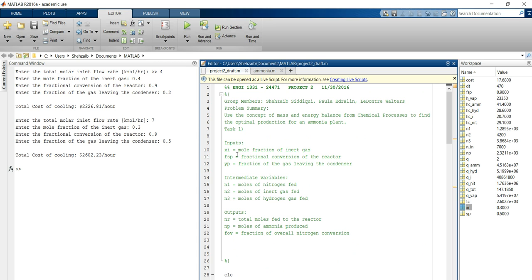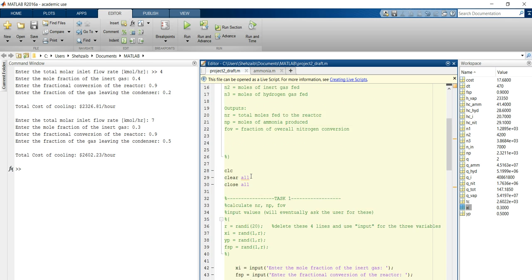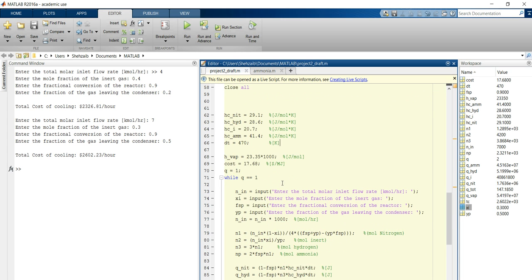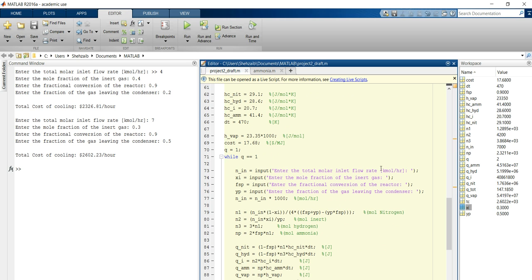The only application I could think of is that if a person knows the mole fraction of the inert gas, or the fractional conversion of the reactor, and the fraction of the gas leaving the condenser, then and only then can the person use this code and find out the number of moles of individual gases, the total moles of ammonia produced, and the fractional overall nitrogen conversion. Apart from that, if some other variables are known, this code cannot be used. And the units must also be entered accordingly in the second part. So the number of moles coming in must always be entered in kilomoles per hour. Any other units for that will not be compatible with this code.